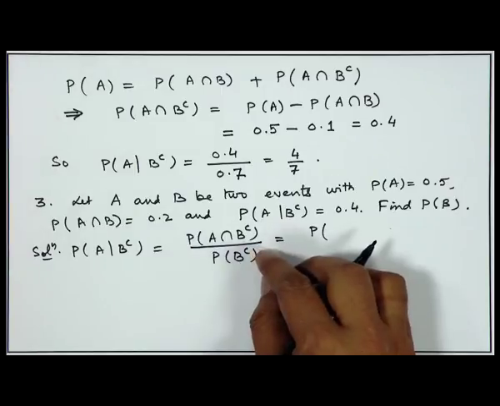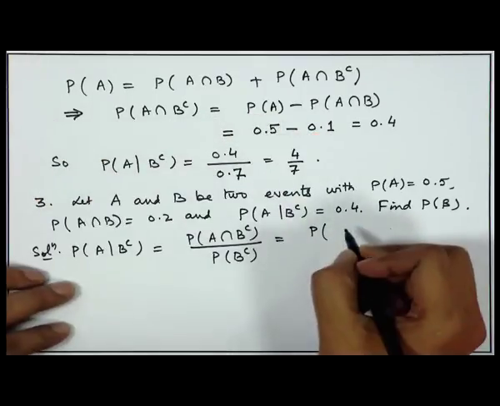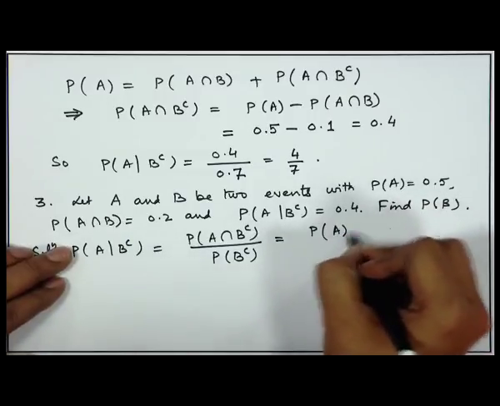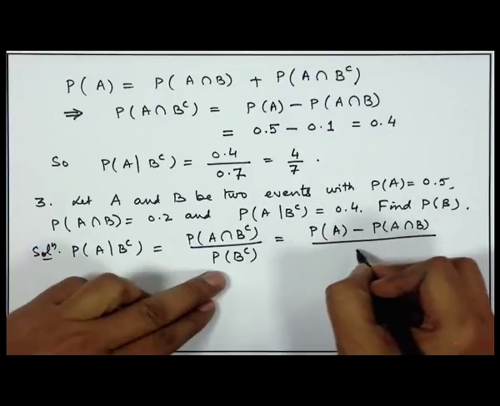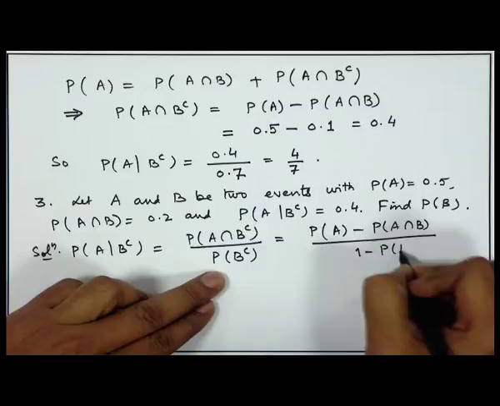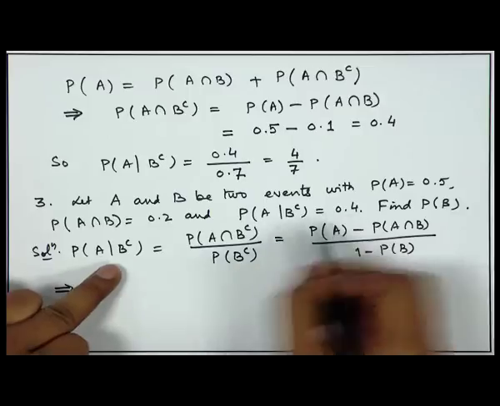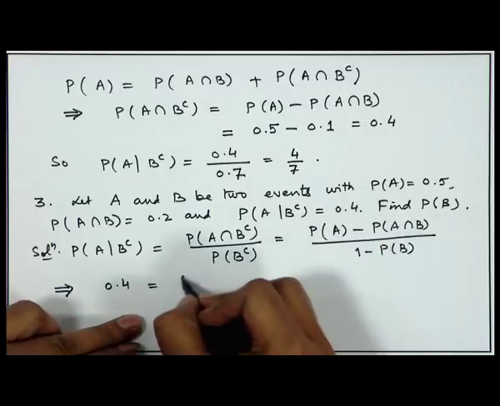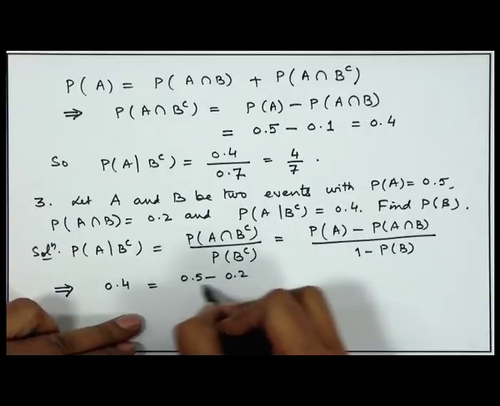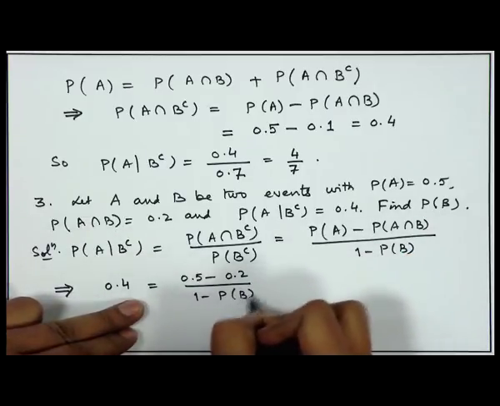We have just now seen that the probability of A intersection B complement is nothing but probability of A minus probability of A intersection B. So, these values are given to us, we will utilize them, and probability of B complement is 1 minus probability of B. So, this equation then becomes, the left hand side is 0.4 is equal to probability of A, which is 0.5, minus 0.2, that is probability of A intersection B, divided by 1 minus probability of B.